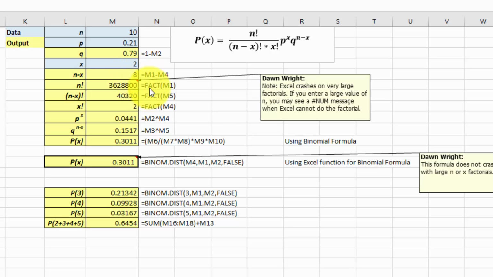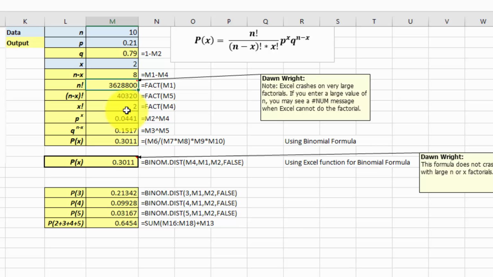Just type equal and type FACT, and you'll be offered up the factorial function. Here, let me just click on that, and you can see that the factorial function is offered, and it tells you need the number that you're interested in, and you just put that in. And then I've got x factorial again, which is just my value of 2 to that factorial again. It gives me a value of 2 because it's just 1 times 2.